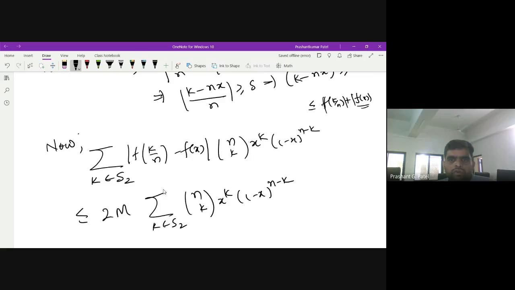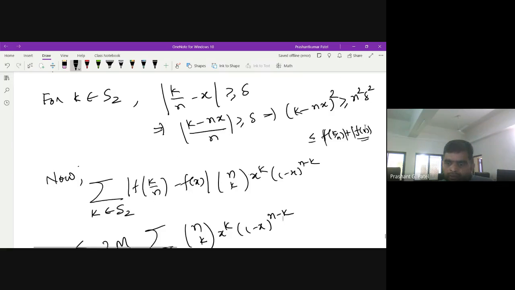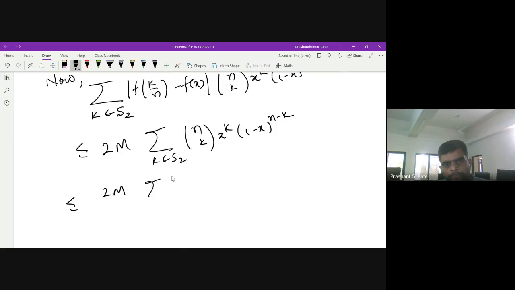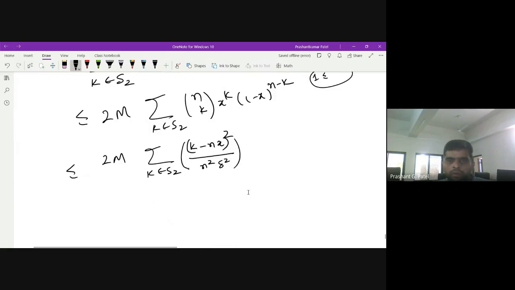Now this is further less than or equal to, due to this, (k − nx)² divided by n²δ² is greater than or equal to 1. So 1 is less than or equal to this quantity, and I can just multiply and divide by this quantity here. So this is less than or equal to 2M times the summation over k belonging to S2 of (k − nx)² upon n²δ² times nCk x^k (1 − x)^(n−k), because I can say 1 is less than or equal to this quantity.